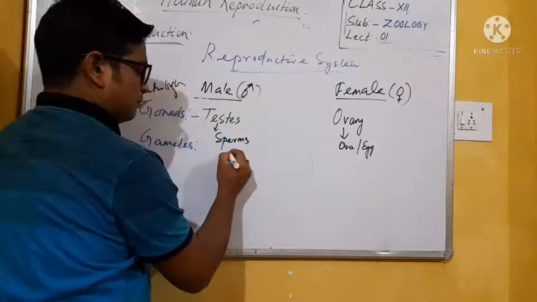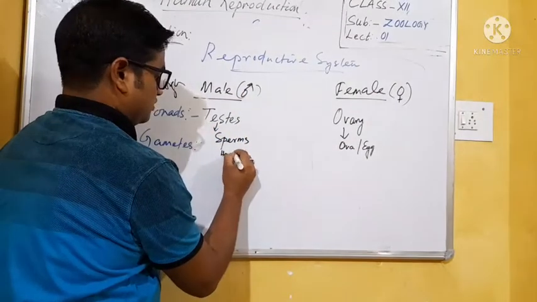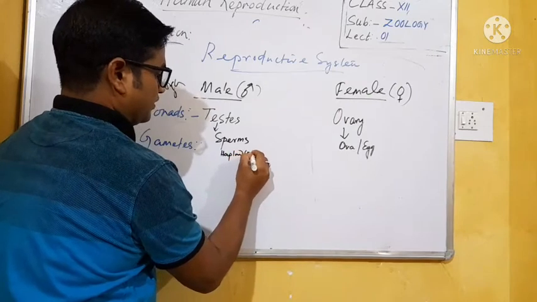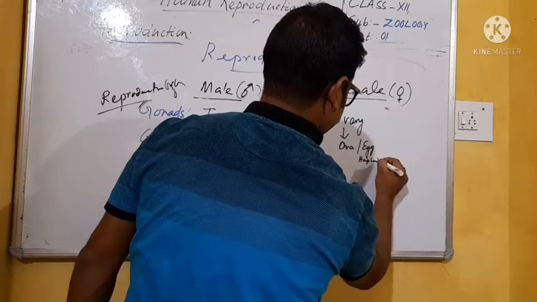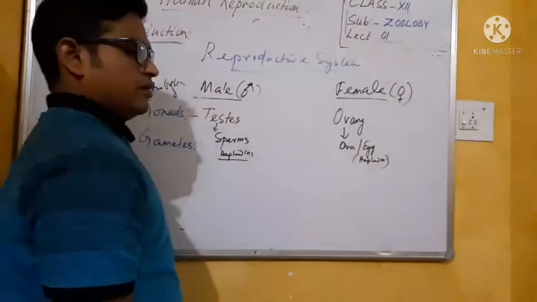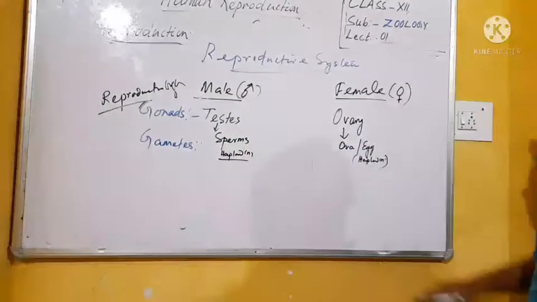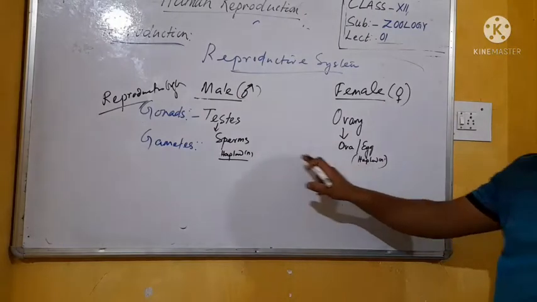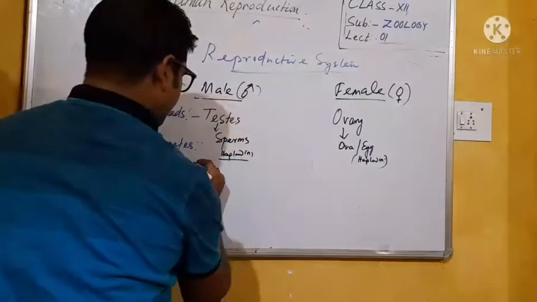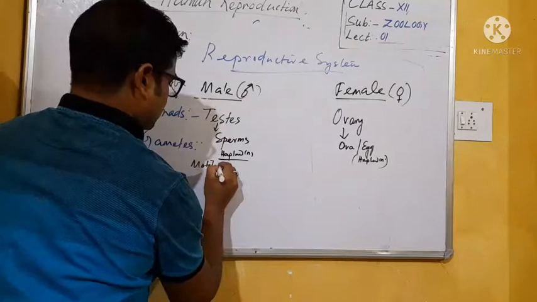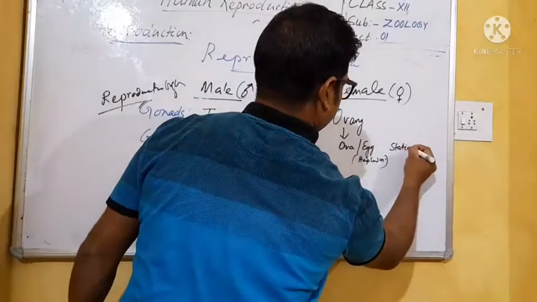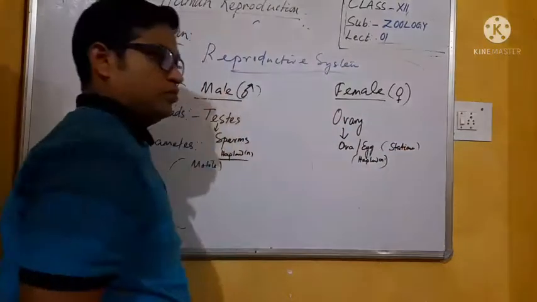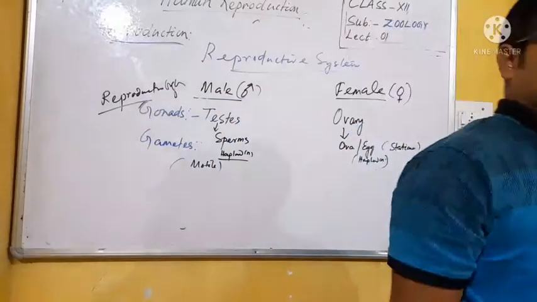Sperm is always haploid and egg is also haploid, that is N. Sperm and ova. Sperm is motile in nature, movement, whereas ova is stationary. Ova cannot move. It is fixed.